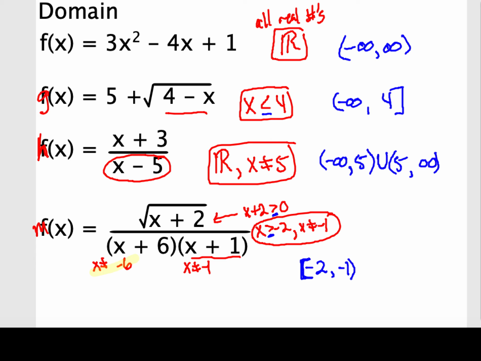We can divide 0 by a number. We just can't divide by 0 on the bottom, right? Which is why we didn't want negative 6, we didn't want negative 1. Again, we're going to restart at negative 1, because we still need to represent everything greater than negative 2 all the way up to infinity, just avoiding, again, that negative 1. So that would be a good interval notation.